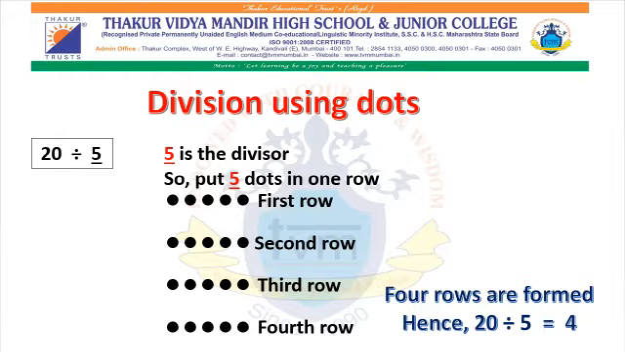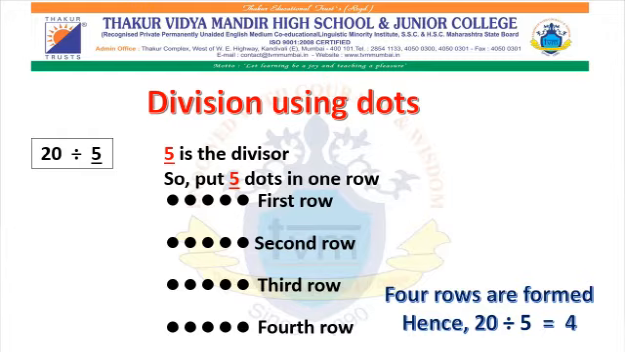Whatever the digit is given in the divisor, that many dots we have to put in one row. We should not exceed beyond that divisor. Here the divisor is 5, so only 5 dots in one row. Then we have to form another row. Again 5 dots. Same way till 20. Whatever the dividend is given, here the dividend is what? 20. So till 20 we keep on putting dots.